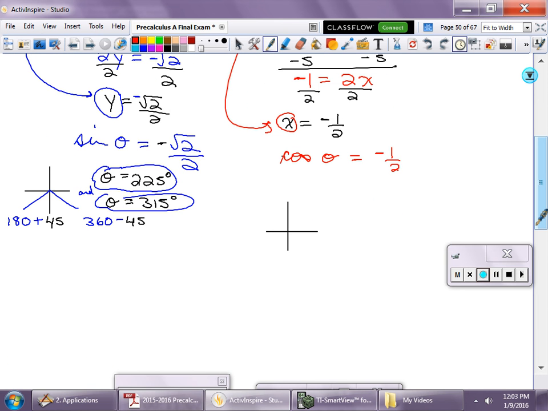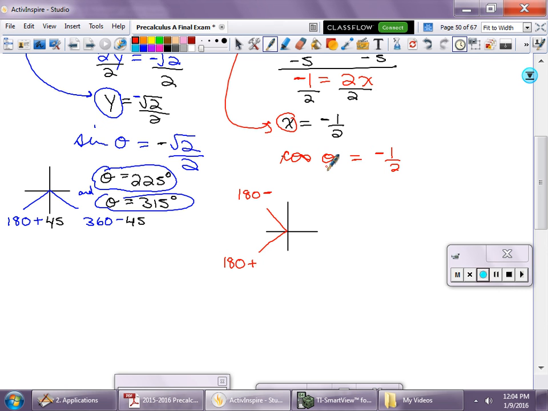Where is cosine negative? Cosine is x, and x is negative in 2 places. Quadrant 2, because it's to the left, and quadrant 3, because in quadrant 3, x is to the left. What is your rule? Go back to your rule. Quadrant 2 is 180 minus your reference angle. Quadrant 3 is 180 plus your reference angle.